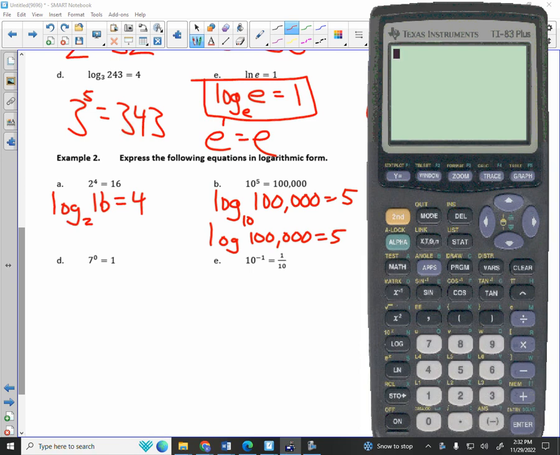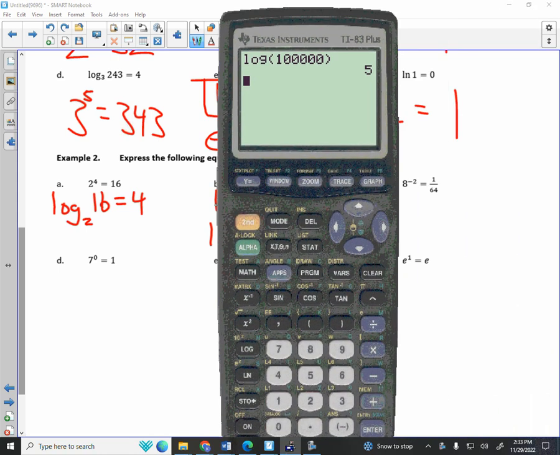Log of 100,000. You just type it in, okay? And we know that that should give you 5. No big deal, right? Notice that when you press log, again, the assumed base is 10, okay?